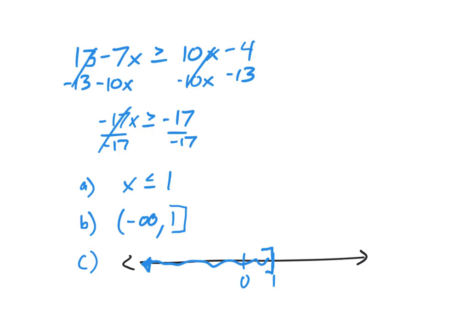Any questions on that? Okay. If I had added 7x here and added 4, I would have 17 is greater than or equal to 17x, and I would have x on the right. But I want to finish it so x is on the left, so I would still finish the same way. Okay, that's why it really doesn't matter what your first step is. When we do an inequality, you should always finish with the variable on the left-hand side.